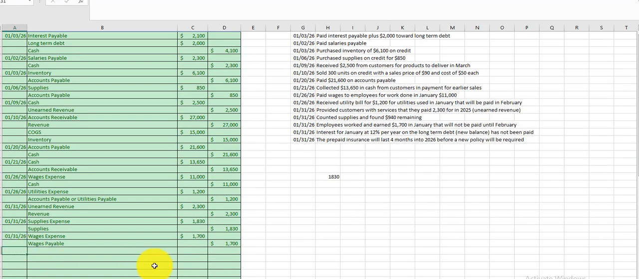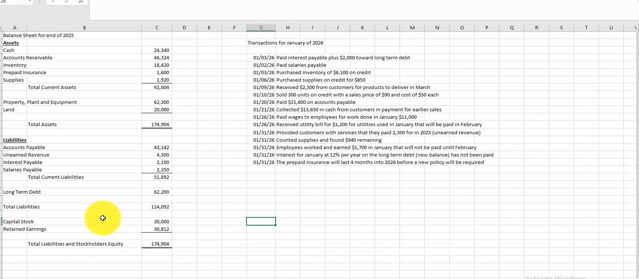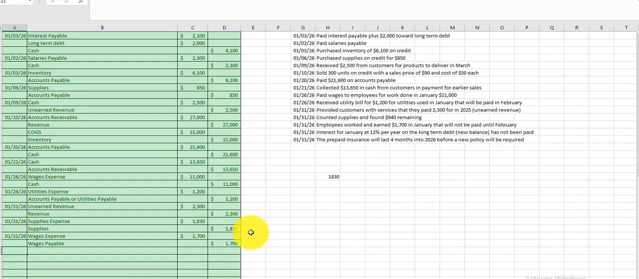All right, got a couple more. Interest on long-term debt for 12%. We just need interest for 1 month. It's 12% for a year, so that means 1% per month. So we owe 1% of interest on the long-term debt. So we go back here, we see our long-term debt, 62.2. And so if we do the math, 62,200 times 0.01, that's 1%, 622. All right.